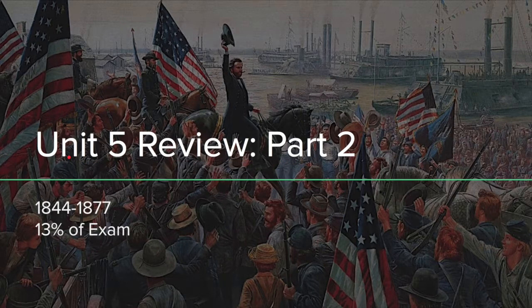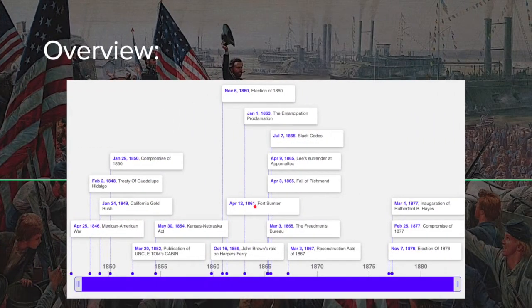This is Unit 5 Review, Part 2, 1844 to 1877, 13% of our exam. Now, overview, like we said, we have the Mexican-American War, new territory, rising sectionalism, then we have the secession of southern states, we have the Civil War, Reconstruction, and then that is where our unit ends.